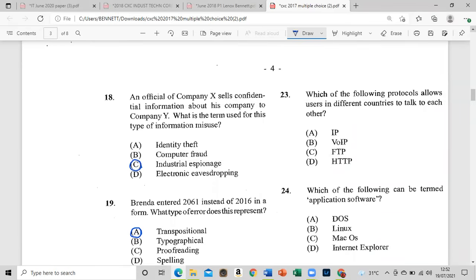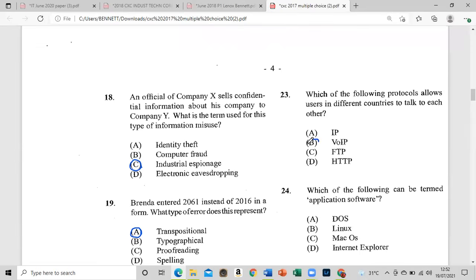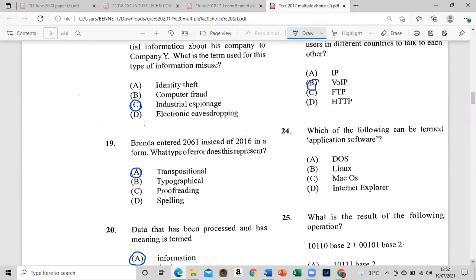Which of the following protocols allow users in different countries to talk to each other? Is it the IP, the viewer IP? Is it the FTP or the HTTP? And that is B. All right, let's go. Remember that one, guys. These unusual ones, they're more likely to come back.